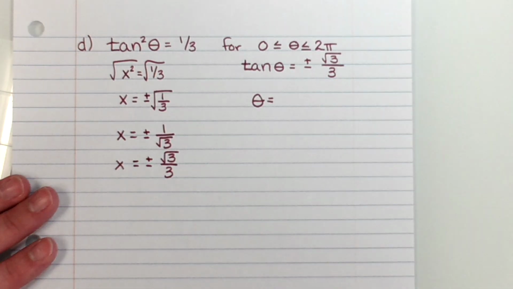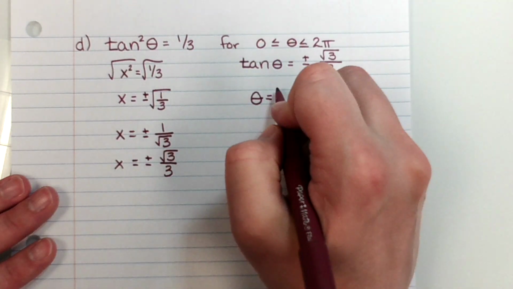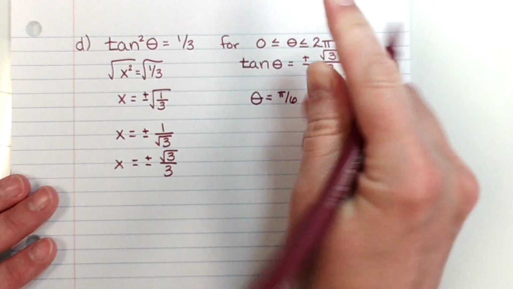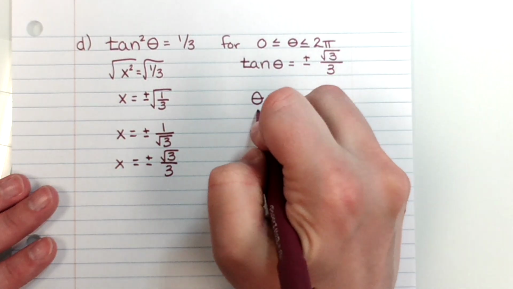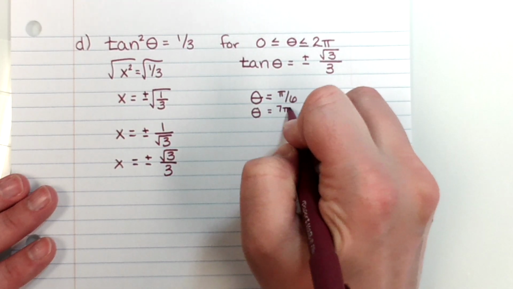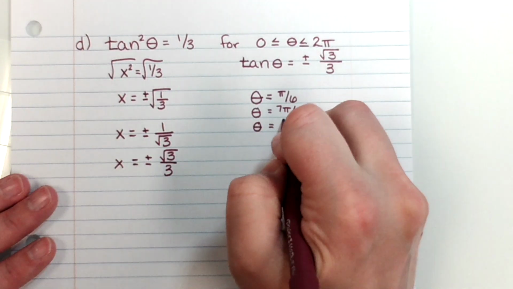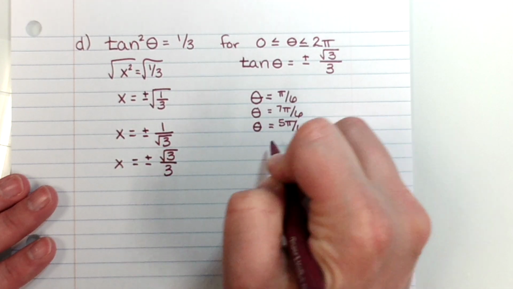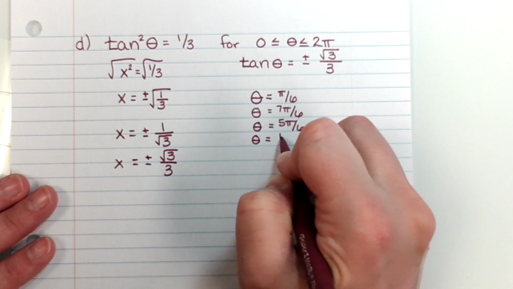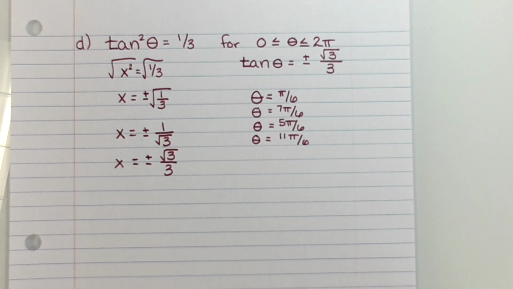Theta equals pi over 6, because pay attention, my range is in radians. Theta is equal to 7 pi over 6. Theta is equal to 5 pi over 6. Theta is equal to 11 pi over 6. I looked for every single place on the unit circle that tangent was either a positive or a negative version of square root of 3 over 3.